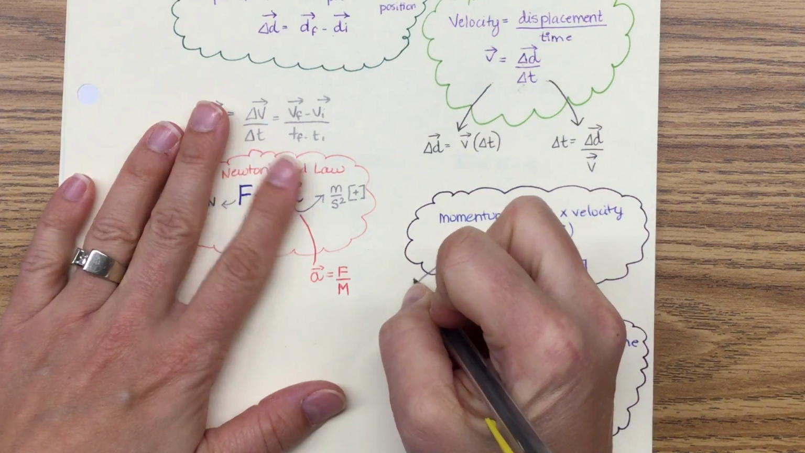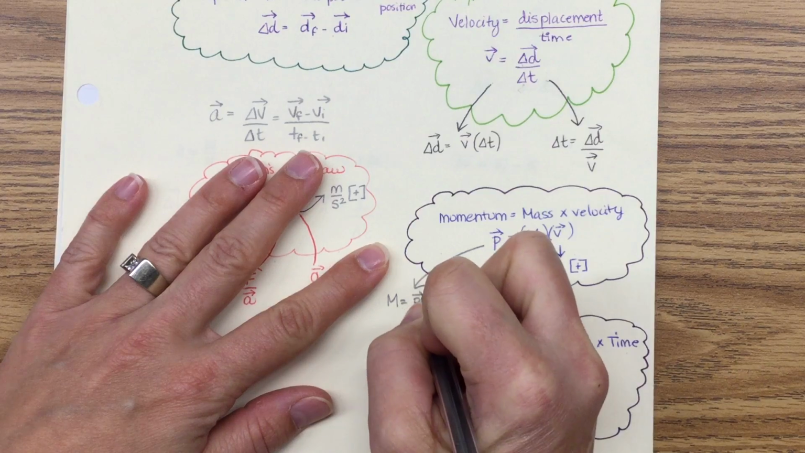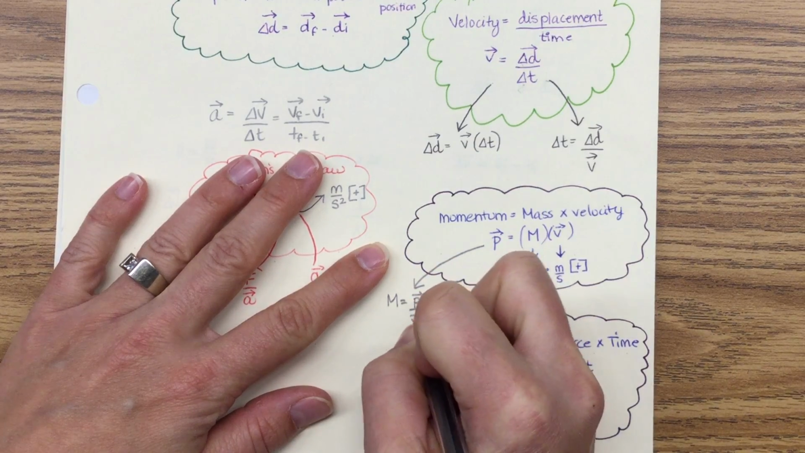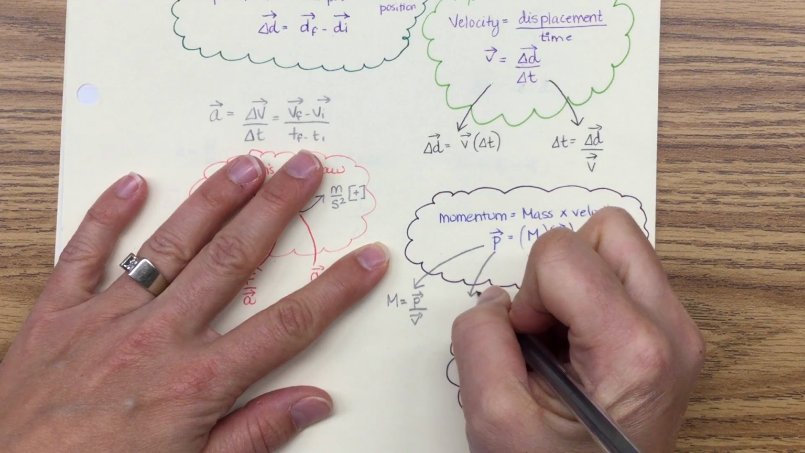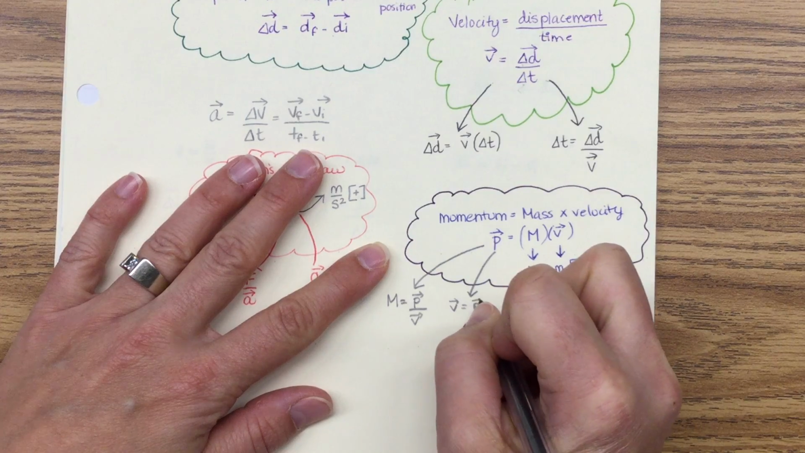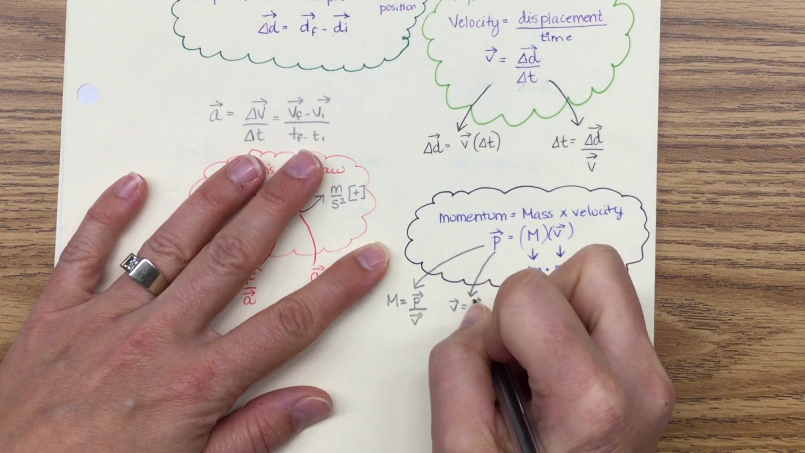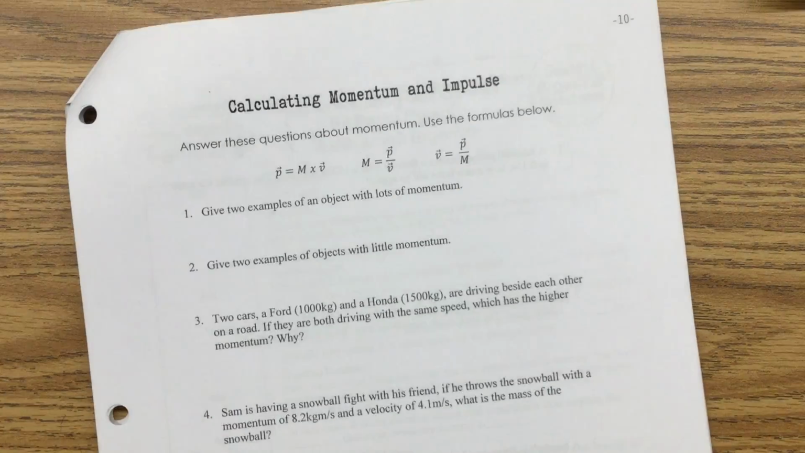So I can also write this as m equals momentum over velocity, or I can write it as velocity equals momentum over mass. Okay, so I have my 2 different ways I can rearrange that equation.